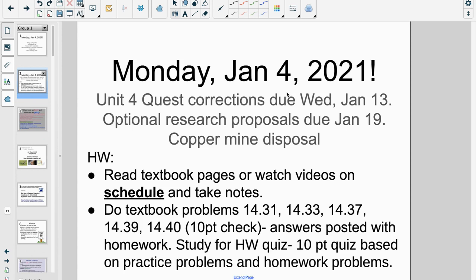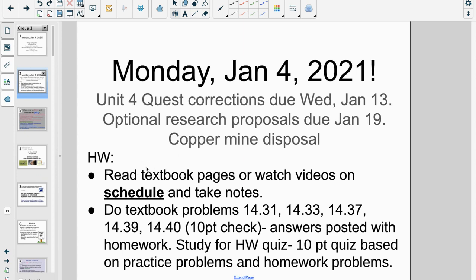Just a reminder, Unit 4 quest corrections are due Wednesday, January 13th. If you got less than a C, then you need to make an appointment to come see me about this. The optional research proposal is due January 19th. And for your copper mine, probably ready to get rid of it, you can put the whole test tube into a plastic bag, seal it up, and throw it into the trash.